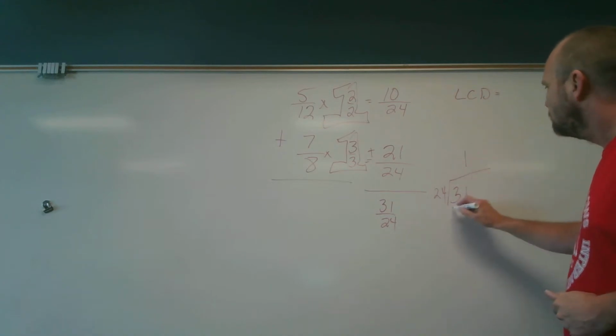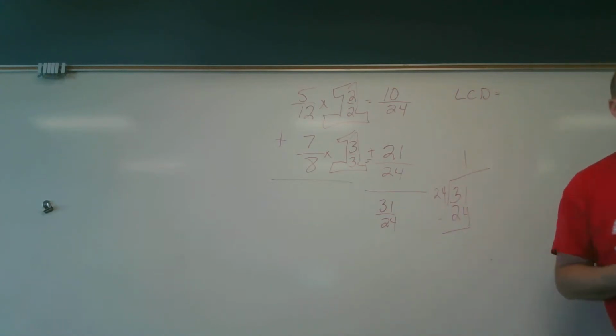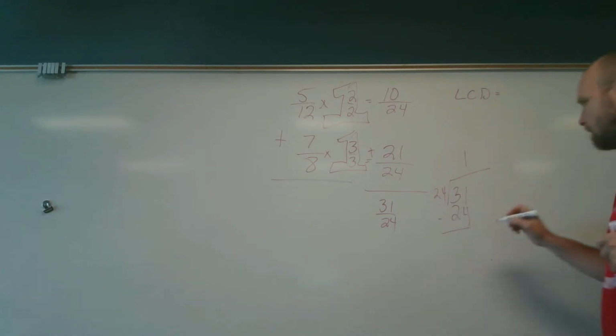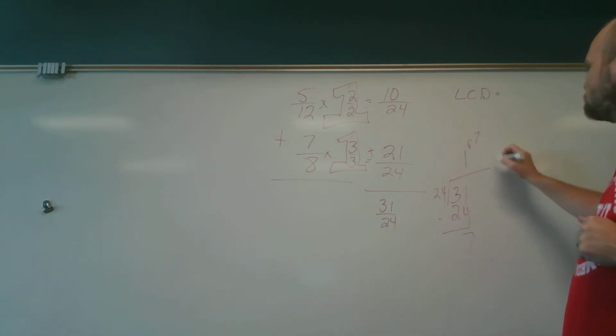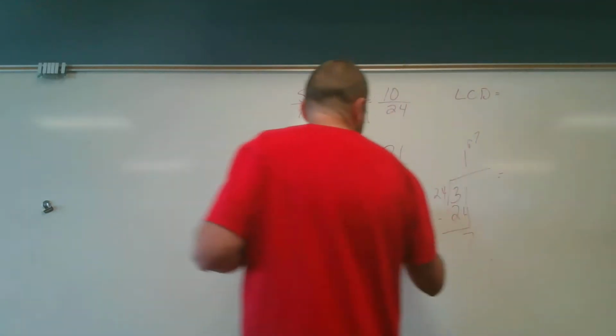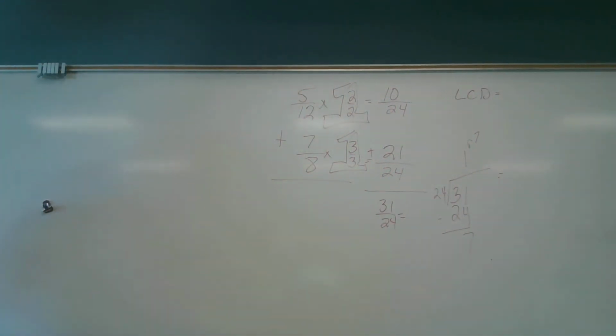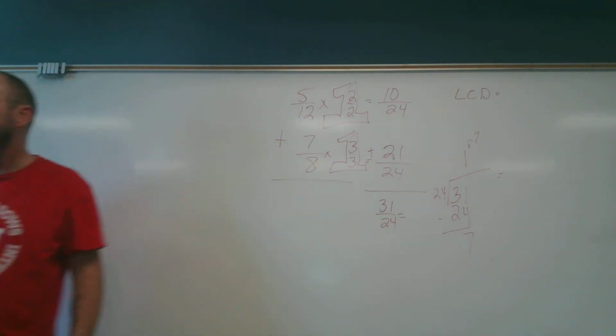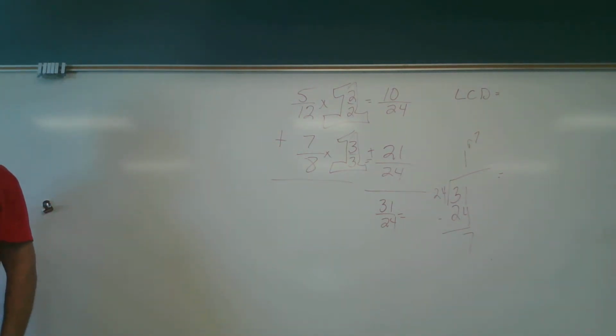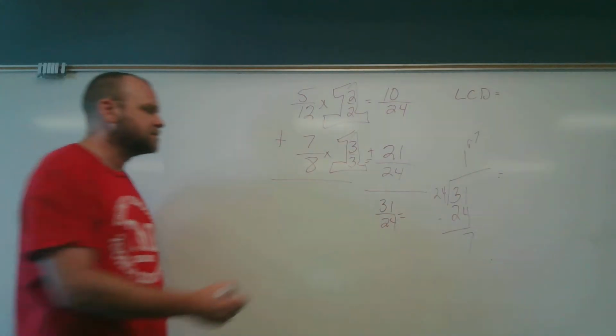1 time. Put my 24 here. I subtract. Liam, what is 31 subtract 24? Or the difference between 24 and 31? 7. Excellent. So I have 1 remainder 7. So as a mixed number, this equals what, Jacob J? We have 1 remainder 7. One and 7/24.